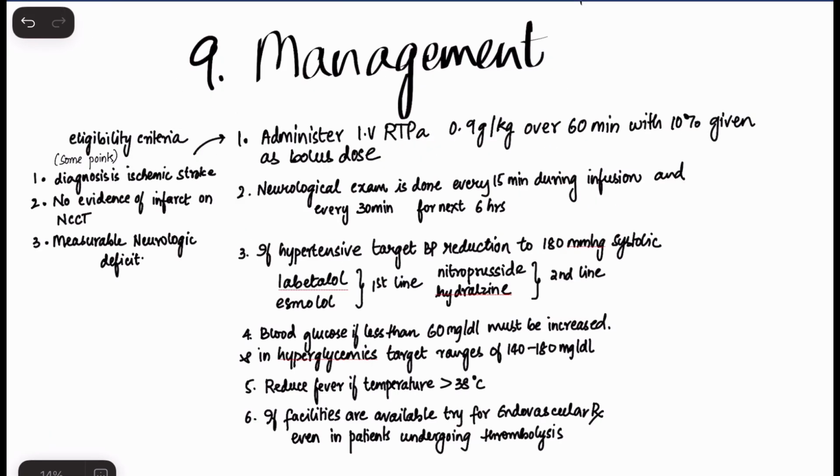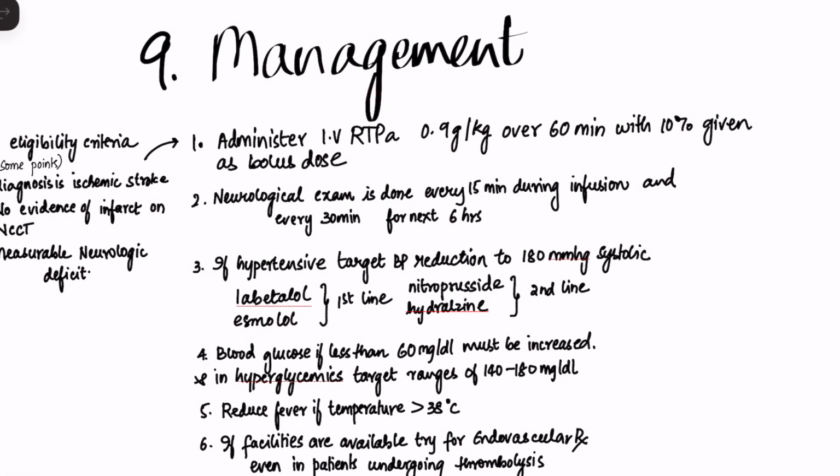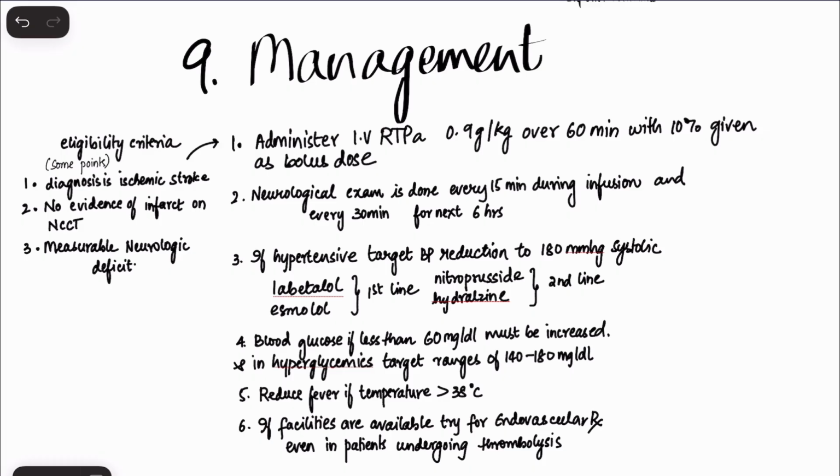Now coming to the last aspect, that is the management of stroke, right? Now, even though we have put so much pains and efforts into understanding the localization of stroke, when it comes to management, the area in which it is present is irrelevant because we give the same treatment irrespective. The treatment per se is to administer IV recombinant TPA at 0.9 milligrams per kg over 60 minutes, with 10% of it given as a bolus dose within the first 10 minutes. Right. So this is done in hopes that the clot breaks down.